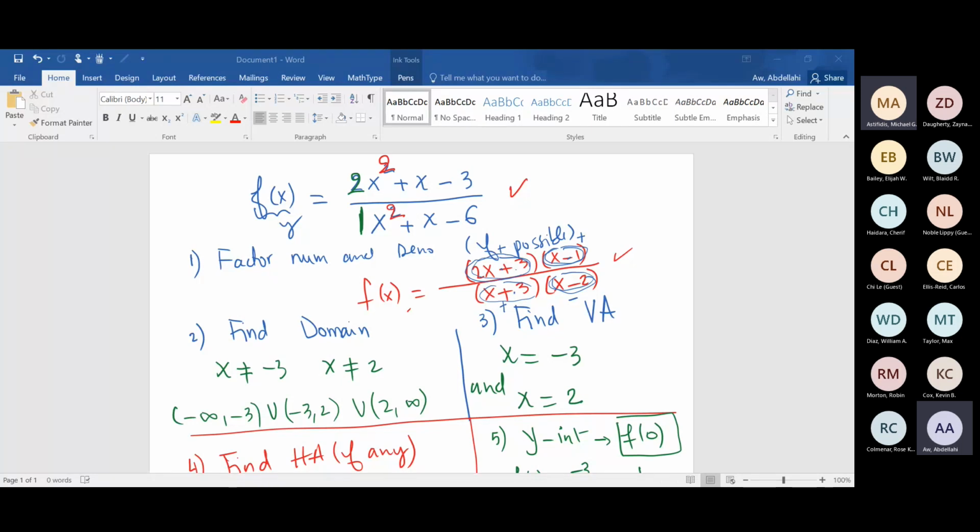Everybody has heard about Desmos? Yes. You heard about Desmos, right? Graphing calculator. So let me share my screen so you can see the Desmos stuff.